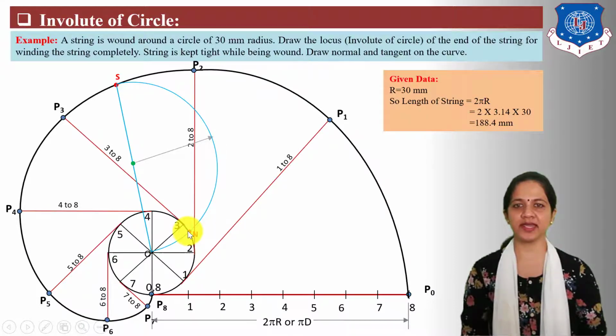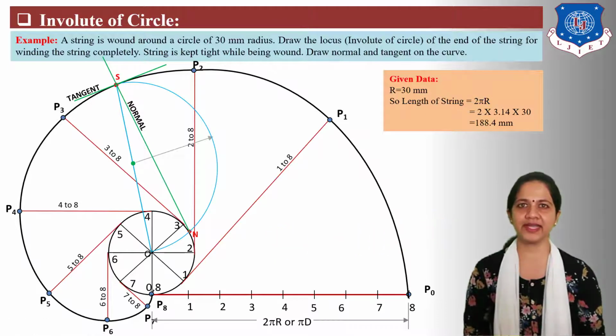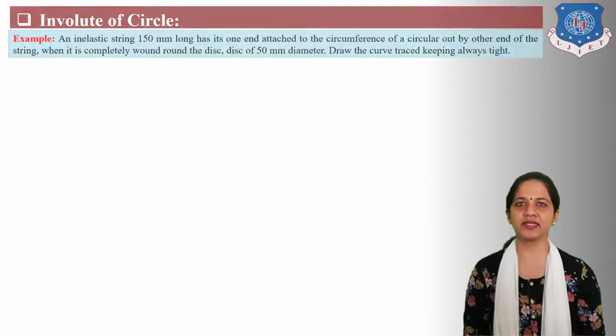Next, connect N and S, which indicates the normal. Draw the tangent line which is perpendicular to the normal and passing through point S. So this is the involute of a circle. Next, let us solve another example of a circle.